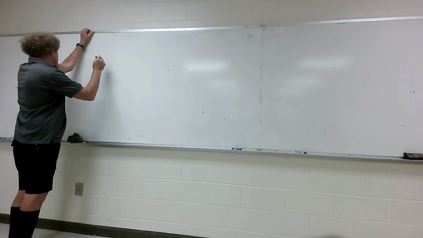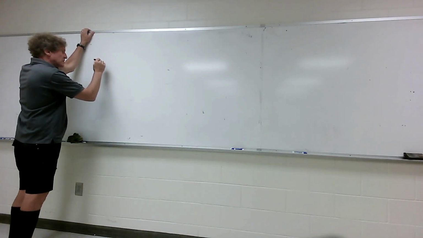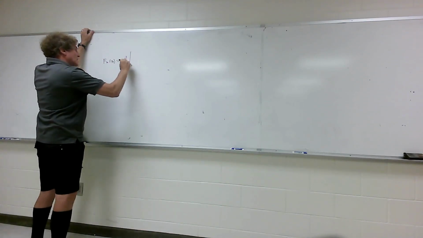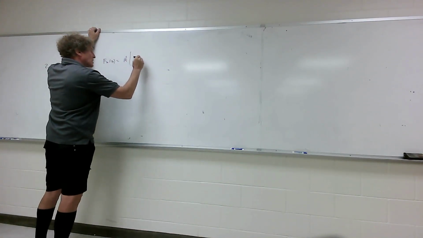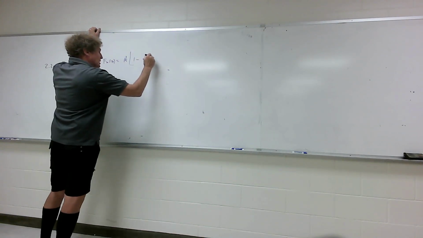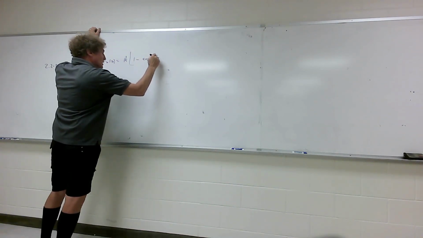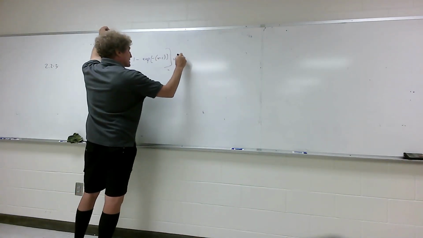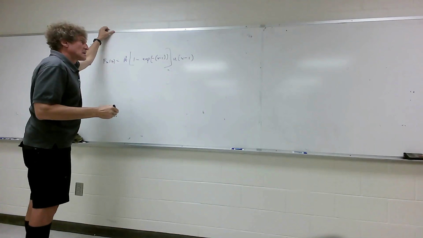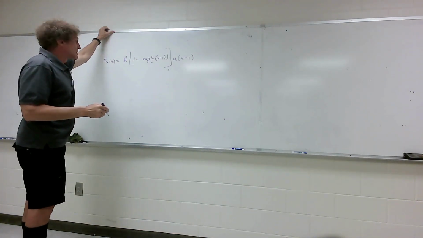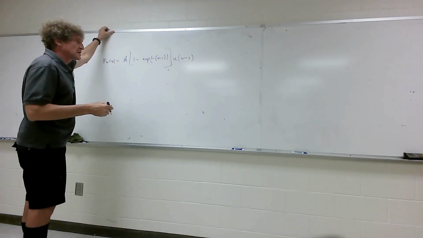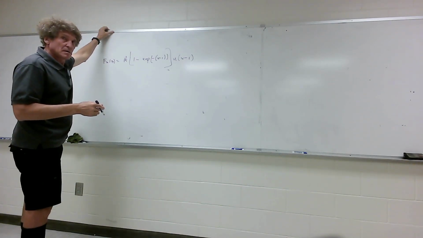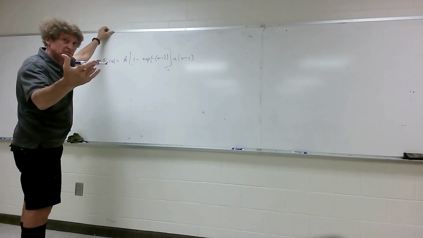For 2.3, let's see, f sub x of x equals a times parentheses 1 minus exponential of negative parentheses x minus 1. Is there a u of x minus 1? Hold on, there's no u of x minus 1, you can get rid of it. Well, it's got to be valid only for x greater than 1, right? It's 1 to infinity, which means greater than or equal to 1.